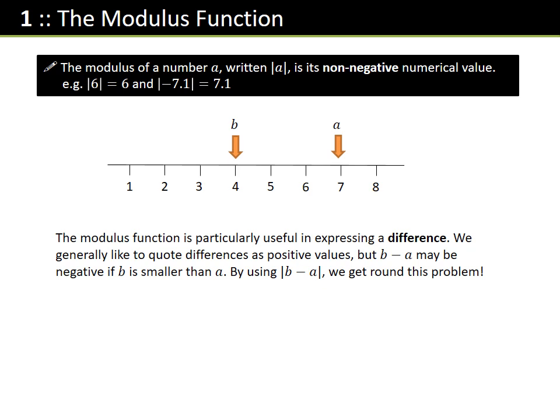Now let's have a little think. When we do mechanics, we come across the idea that things are both scalar quantities and vector quantities. A scalar just has a magnitude, a size. A vector has a magnitude and direction. So let's think about distance and displacement.